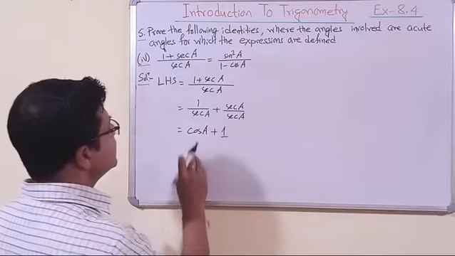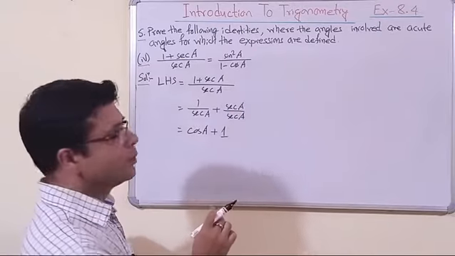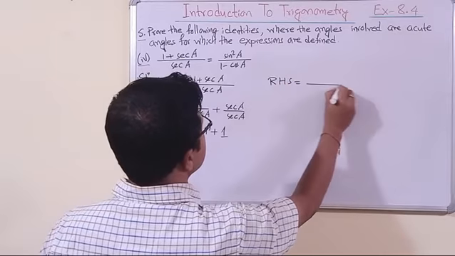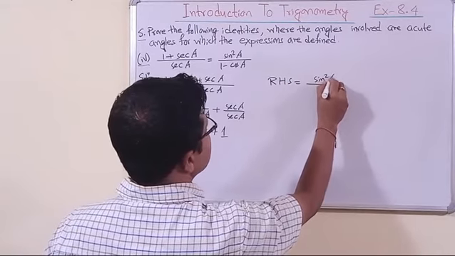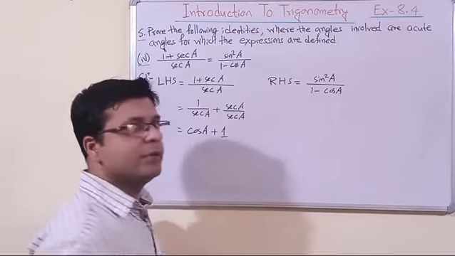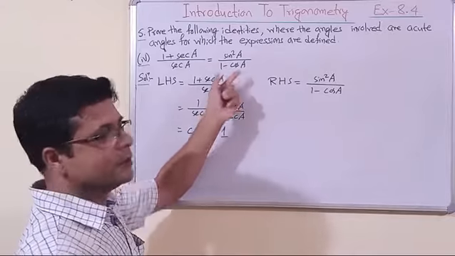Alright, now here we are unable to get the right hand side. So for that what we will do, let us take the right hand side. This is sin square a by 1 minus cos a. When you become an expert, then from here only you can prove this also.